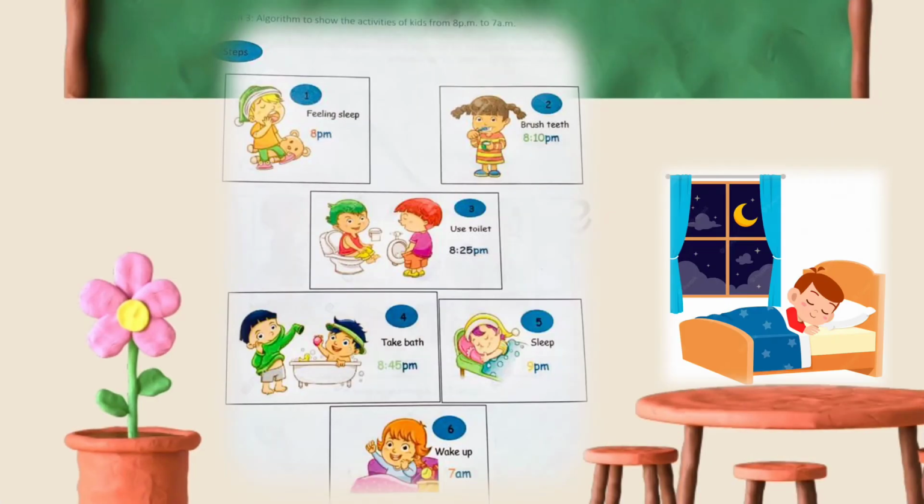You can see this is the picture. You can see the child yawning because he wants to sleep around 8 p.m. So he brushed his teeth around 8:10 p.m., went to the toilet around 8:25, took his bath around 8:45. Then he went straight to bed around 9 p.m. and woke up the next morning around 7 a.m.